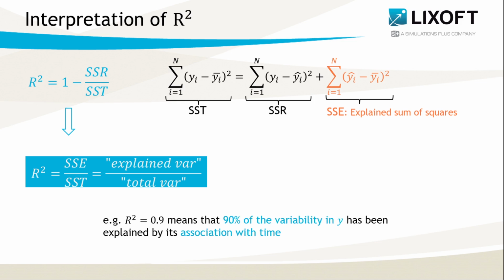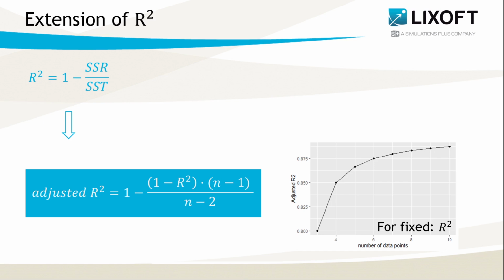For example, R squared equal to 0.9 means that 90% of the variability in Y has been explained by the linear regression. An extension of this method is the adjusted R squared coefficient, which takes into account the number of data points used in the linear regression and favors adding more points. This is a default method in pkanalysis.